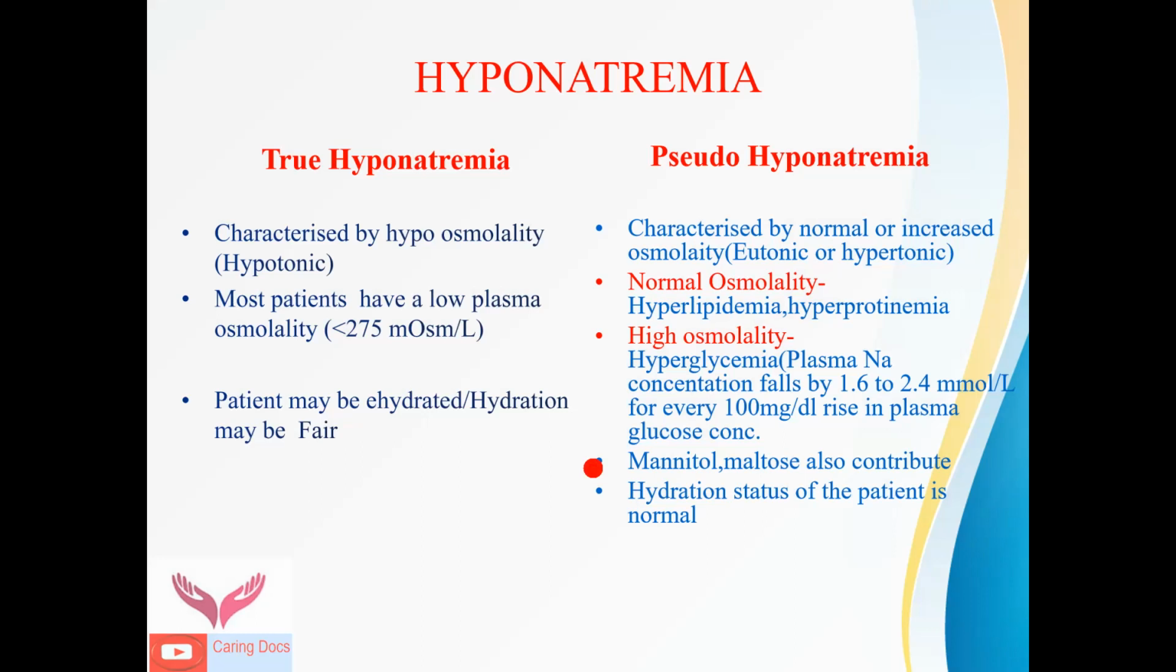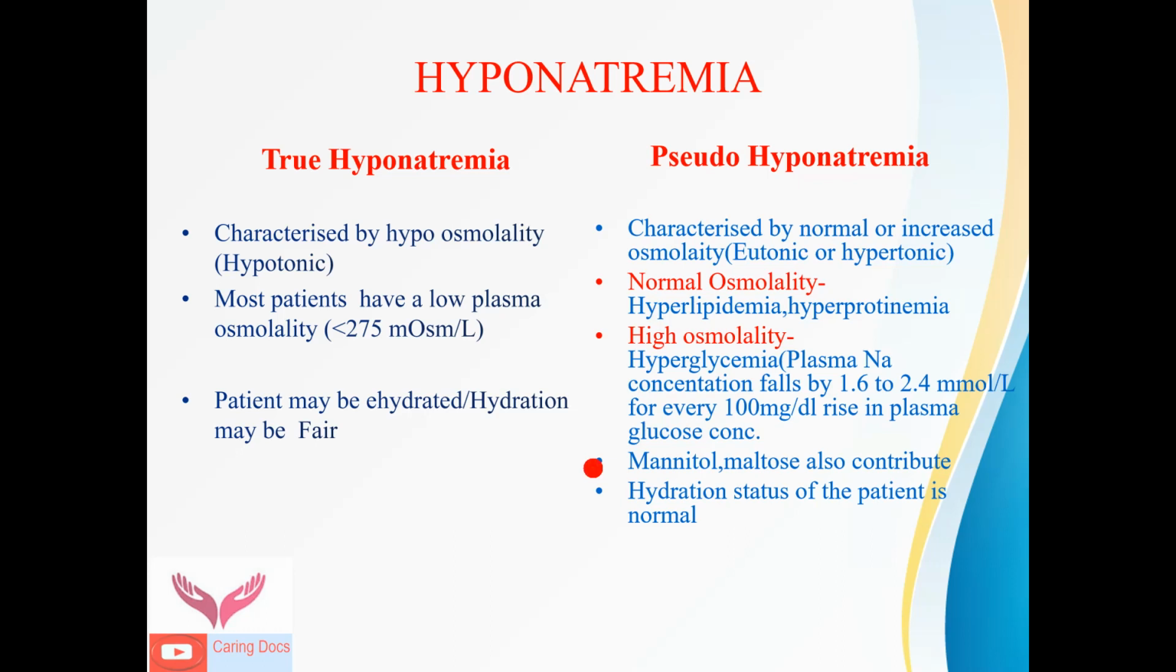So, true hyponatremia is characterized by hypoosmolality, or we can say the patients have a low plasma osmolality. The plasma osmolarity is usually less than 275 milliosmol per liter in true hyponatremia, and these patients may be dehydrated or their hydration may be fair. And pseudohyponatremia is characterized by normal or increased osmolarity.